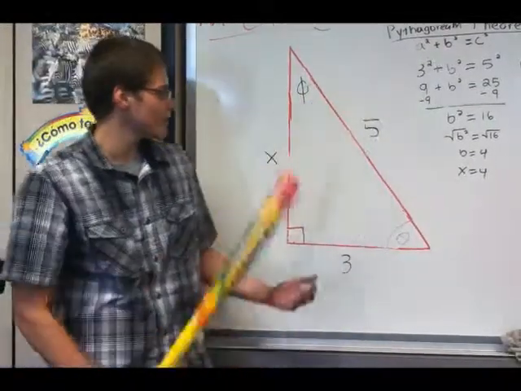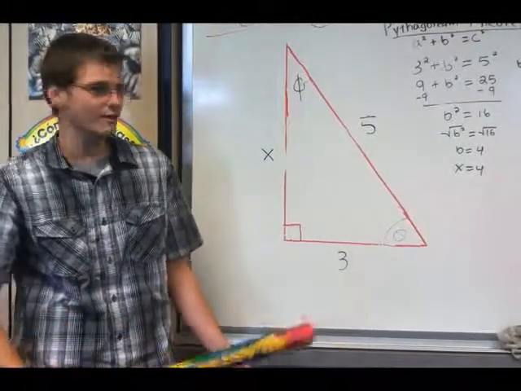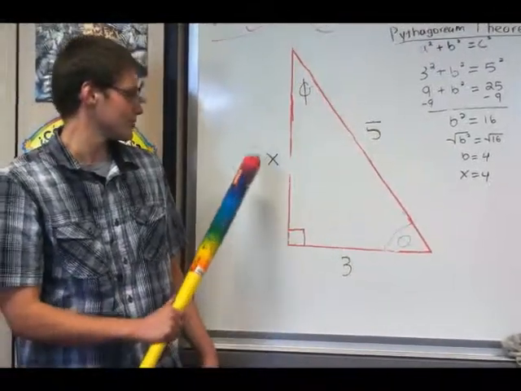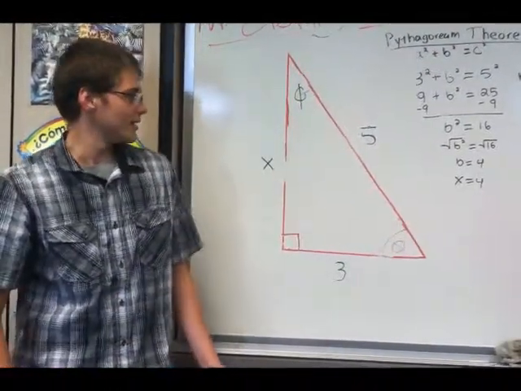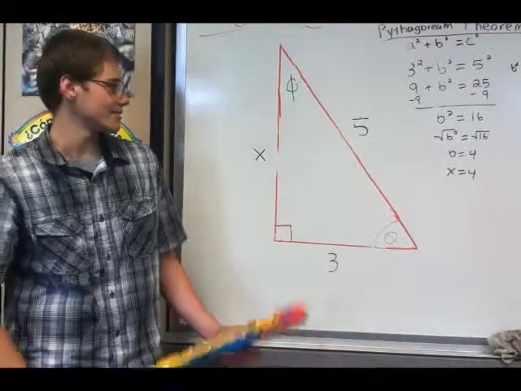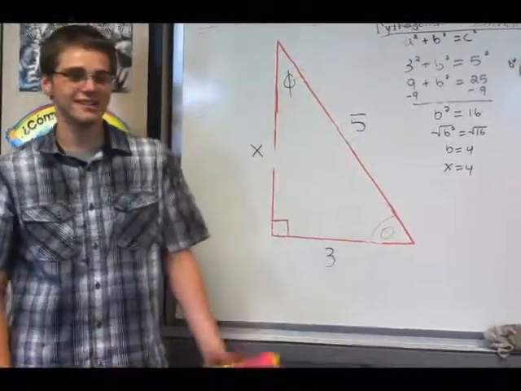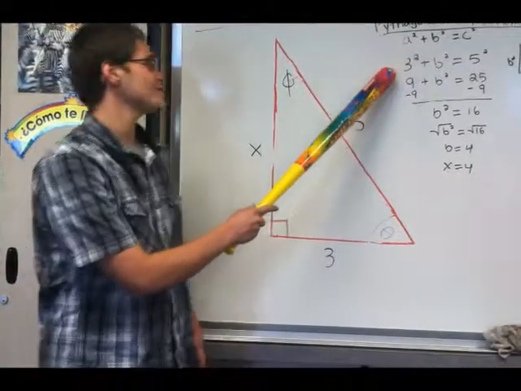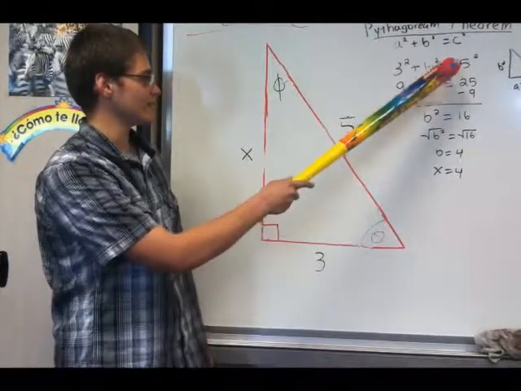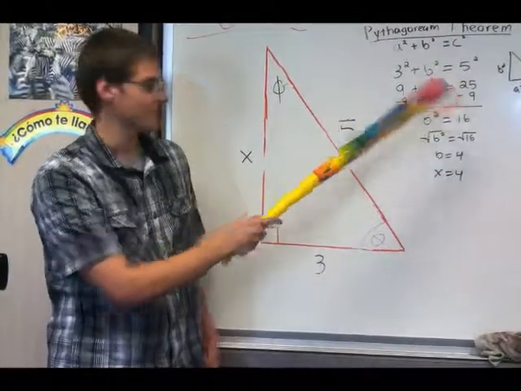So for a squared, we're going to use 3 for a. And then b squared, we're going to use x for b. And then for c squared, it has to be 5. The c has to be 5 because it's the hypotenuse. So when you plug in 3 squared, you get 9. And then you still have the b squared. And then the 5 squared is 25, of course.